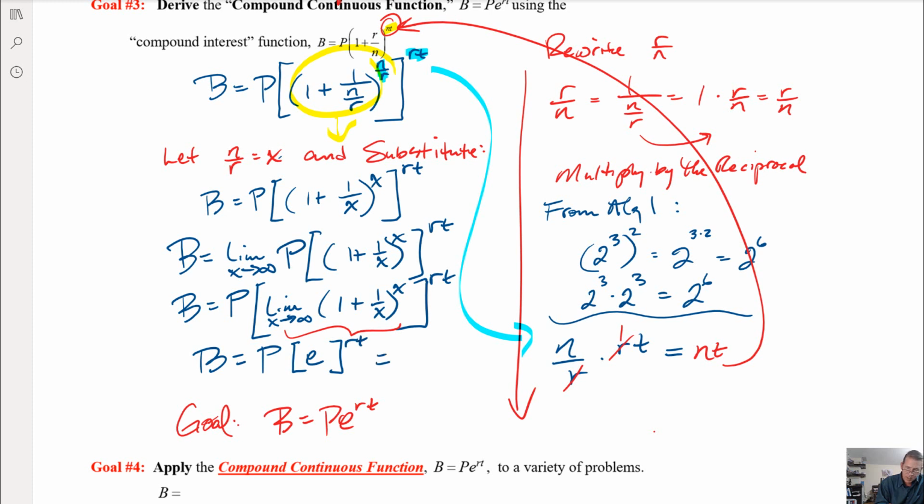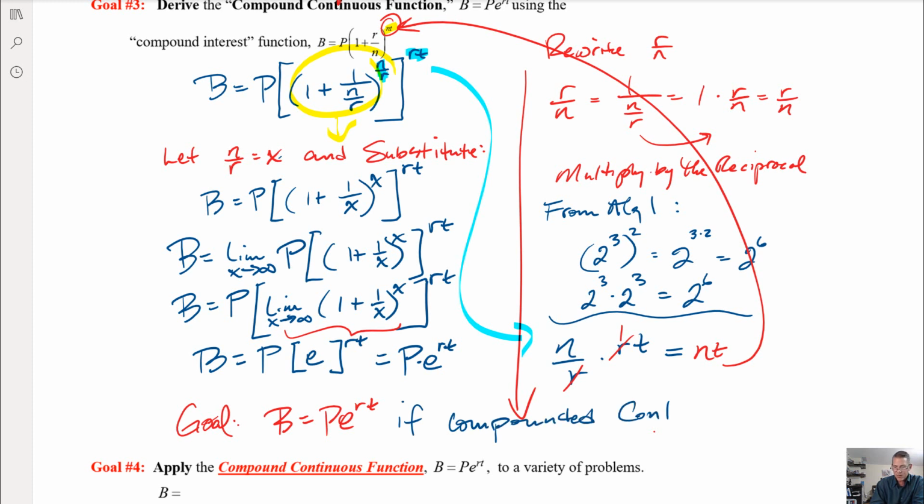RT power, and if you just want to rewrite that without the parentheses and make it look nicer, P times e raised to the RT power. And that, my friends, was our goal. So when you invest money, when you're given a principal and you're compounding continuously, you're going to be using this function where P is principal, r is your interest rate, and t is time, if you're compounding continuously. So this is if compounded continuously.